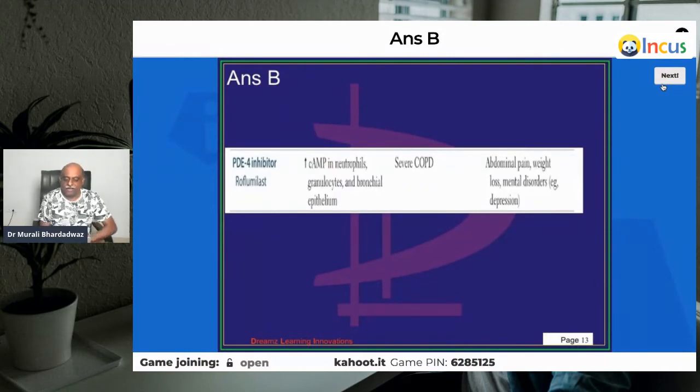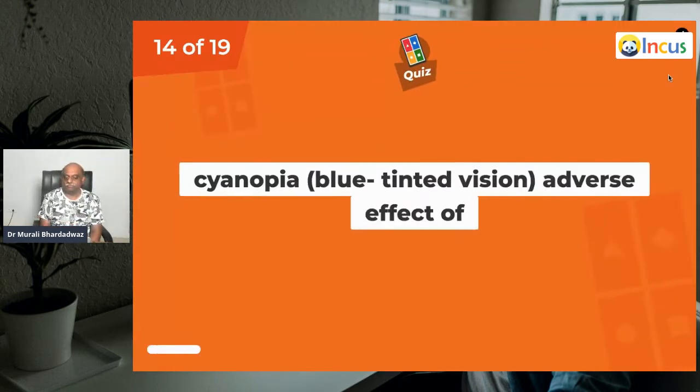Roflumilast is the PDE4 inhibitor. It increases cyclic AMP in neutrophils, granulocytes, and bronchial epithelium, and it is used in severe COPD, is what you have to remember. Okay?